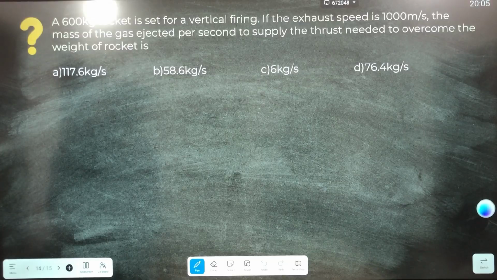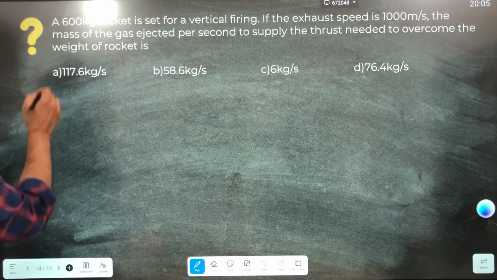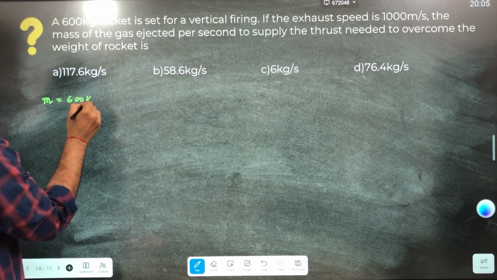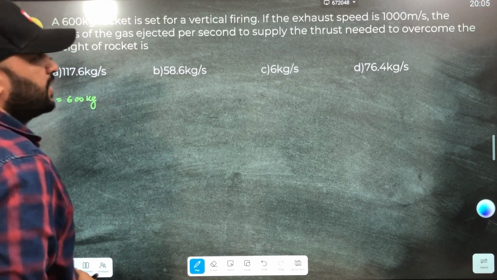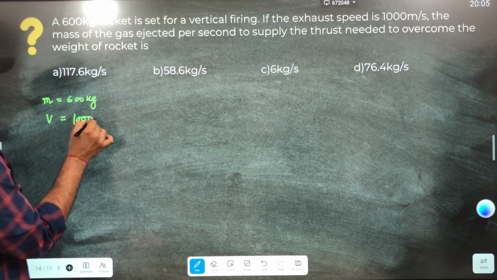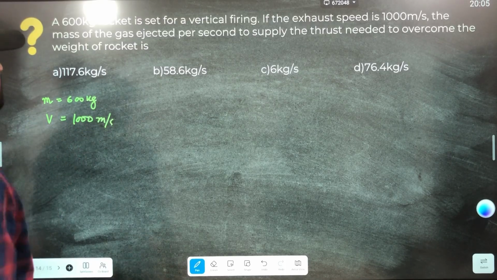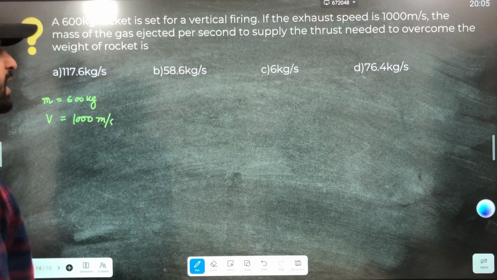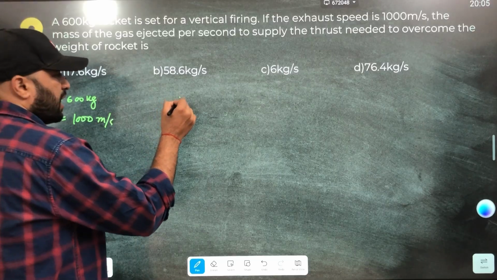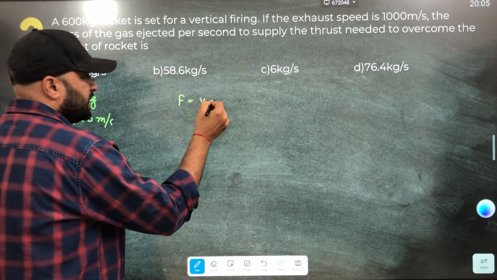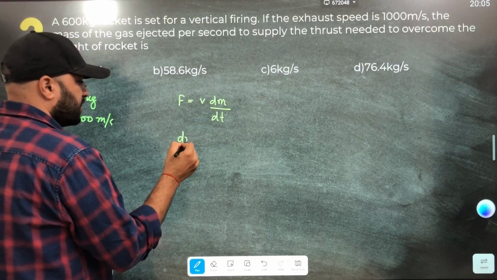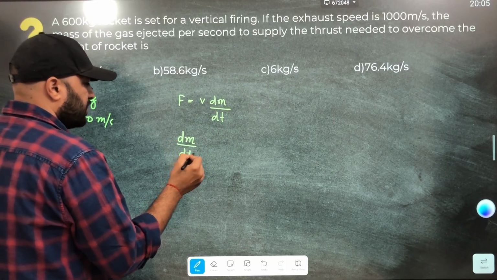Okay, great. Let's come back to the rocket one. A 600 kg rocket, so mass here is 600 kg, is set for vertical firing. If the exhaust speed v equals 1000 meter per second, find the mass of the gas ejected per second to supply the thrust. Direct, straight away, F equals v dm by dt. And what will be your dm by dt, sir? It will be F by v.